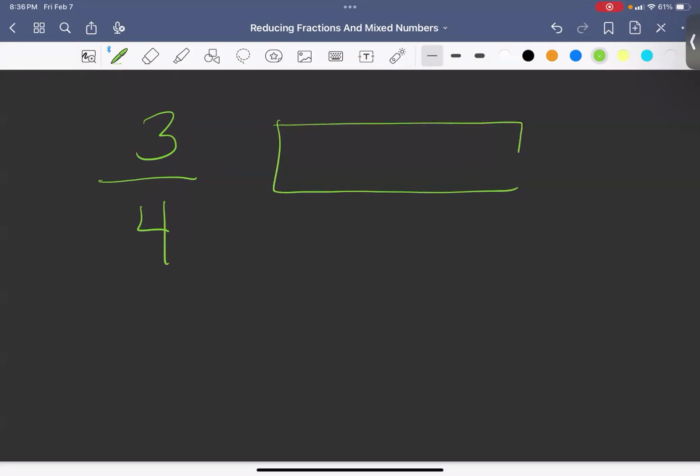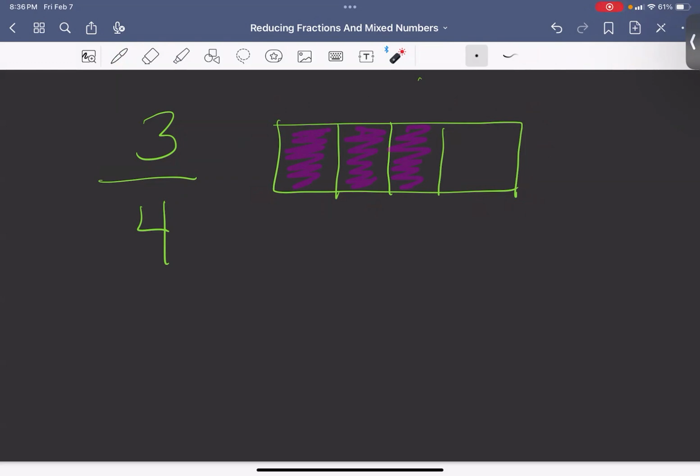We're going to look at reducing fractions and mixed numbers. A fraction is a part of a whole. If I have a rectangle that's cut into four pieces and three pieces of the rectangle are filled in, the whole rectangle isn't filled in. Only a part of it is filled in. That's a fraction.